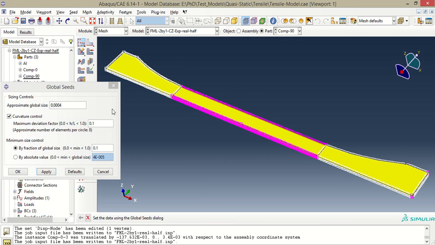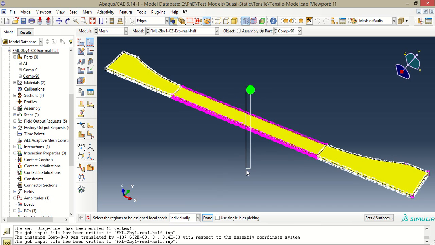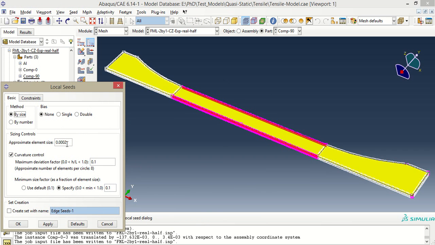In any one layer I've used 0.4 mm, and then at the central gauge location, this is the location where my damage is going to take place. So I have to use much finer elements there. So I have seeded it in this format: pick the edges and then apply around 0.2 mm element size.